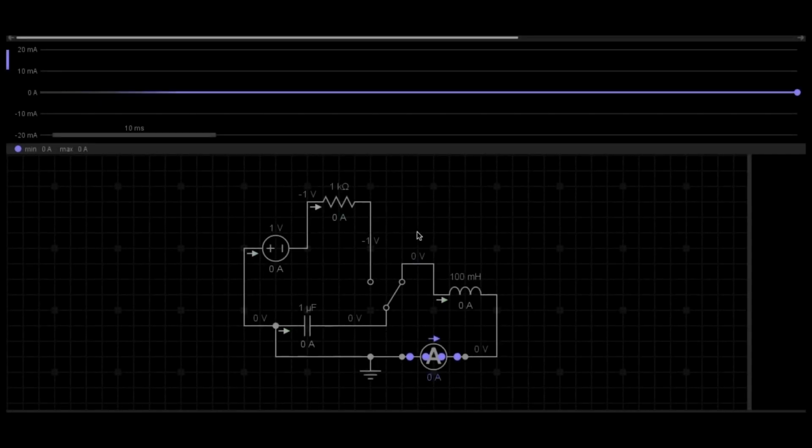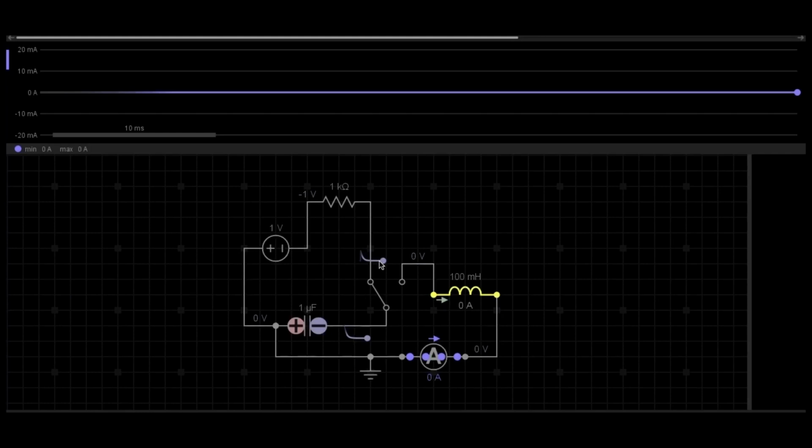This is an LC oscillator. For those who haven't ever seen an LC oscillator working, let me help you with how this functions. Here there is a source, a capacitor, a resistor, an inductor, and a double throw switch.